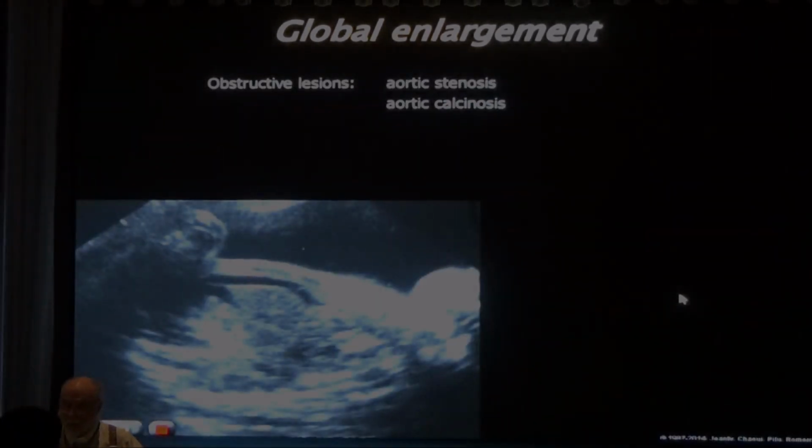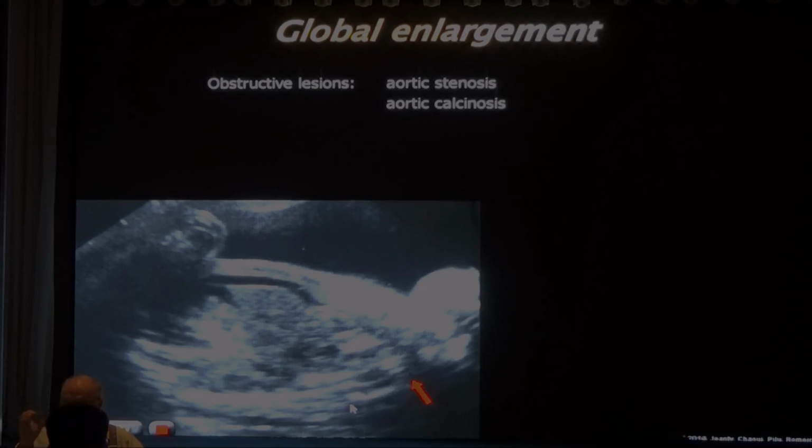Now, sometimes you can have obstructive lesions that can cause an enlargement. For instance, aortic calcinosis. This baby here has an aorta which is completely calcified, and so it doesn't expand during systole. It's like a fixed pipe. This is like atherosclerosis in adults, but it's a more recessive condition, so you can anticipate it. And since the aorta does not distend, it will increase the resistance, and the baby will develop an enlargement and hydrops.